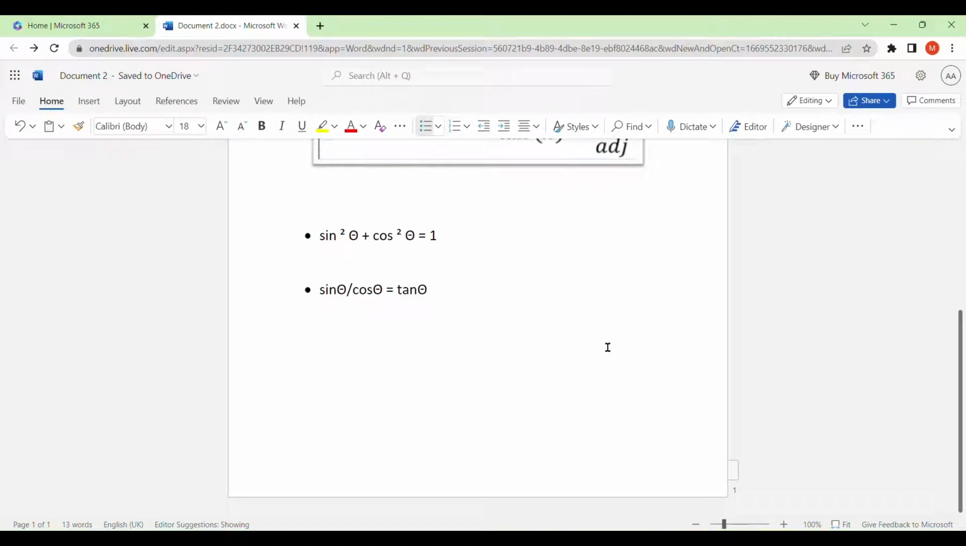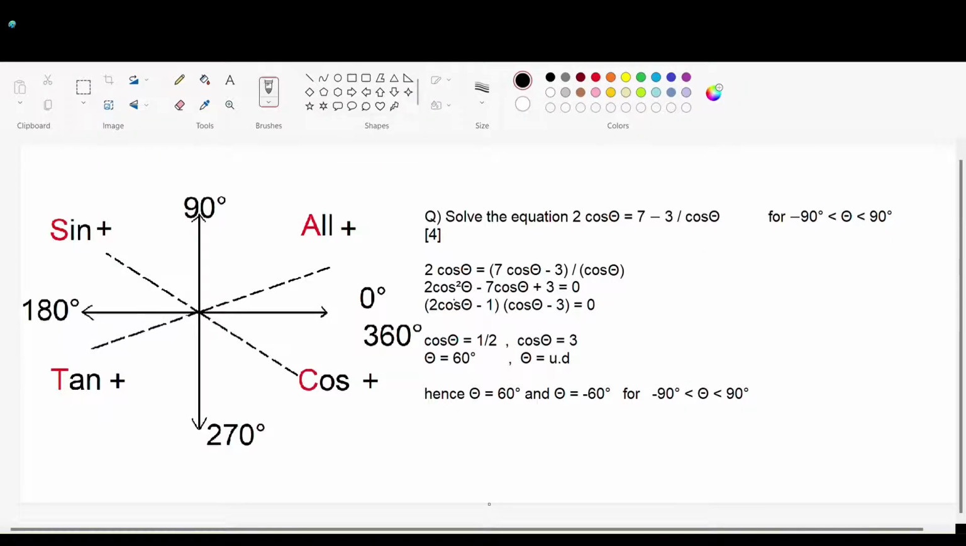The following are two very commonly used and important equations, the two trigonometric identities, which you should revise. Sine square theta plus cos square theta is equal to 1, sine theta divided by cos theta is equal to tan theta. You can obviously derive more equations from these, such as sine square theta is equal to 1 minus cos square theta, and cos square theta is equal to 1 minus sine square theta. Similarly, cos theta over sine theta is equal to 1 over tan theta, so you have taken a reciprocal to derive this equation.